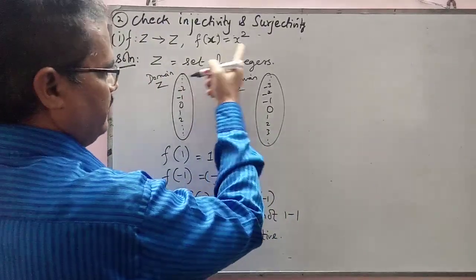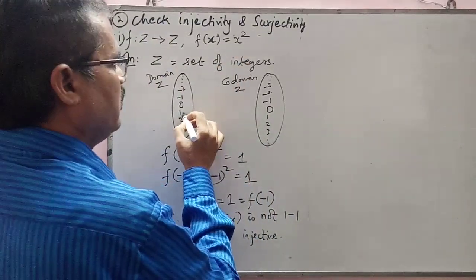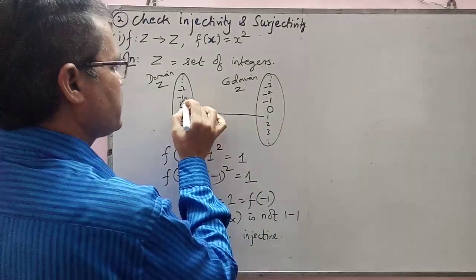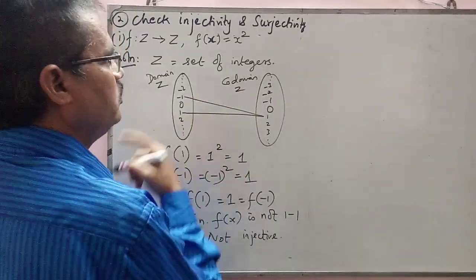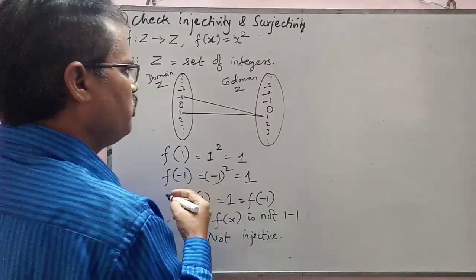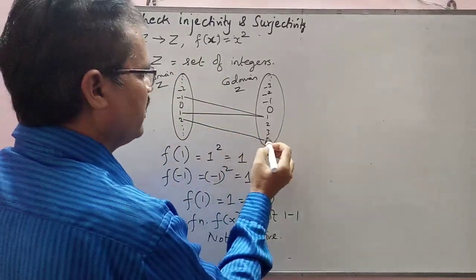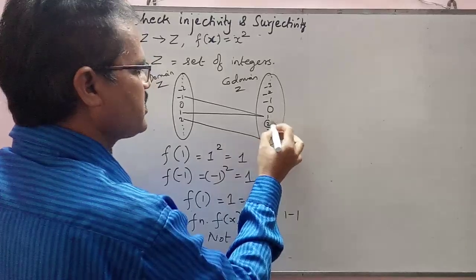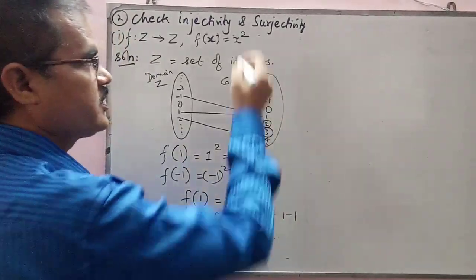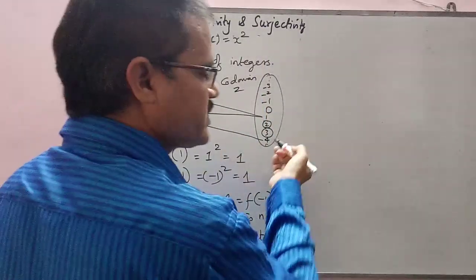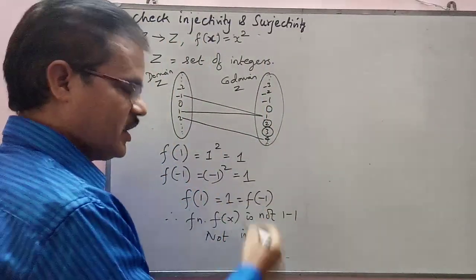f of 1 maps to 1. f of -1 also maps to 1. Of course, it is not one-to-one, we have proved. You take 2, f of 2 maps to 4. The same is the case. What about these 2 and 3? There are a number of numbers which are left behind, because they are not the square of any number. So it is not surjective. So it's not injective, not surjective.